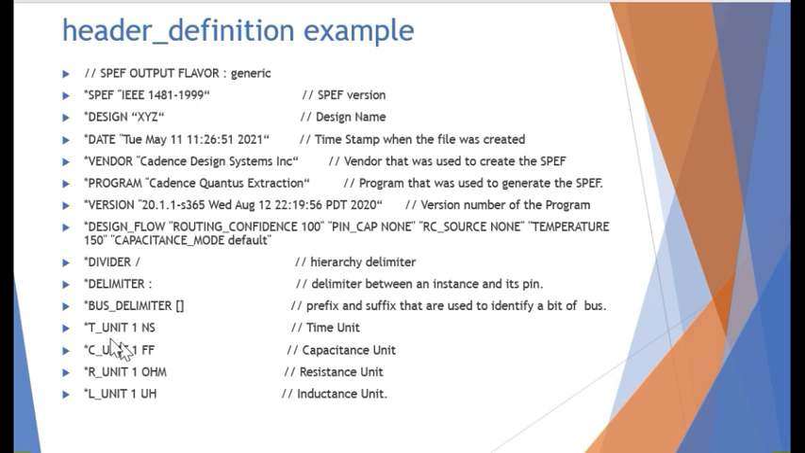These are the units. So 1 ns is the unit for time, 1 femtofarad is the unit for capacitance. Similarly, 1 ohm is for resistance and 1 microhenry for inductance. So these are the units for parasitics.